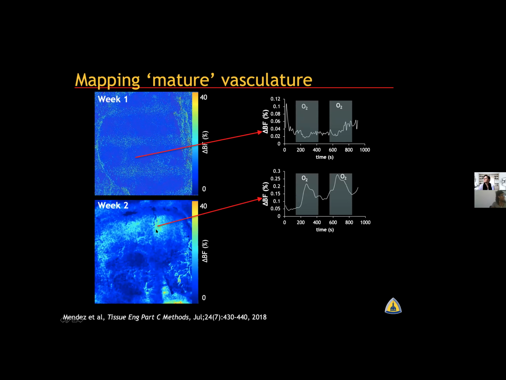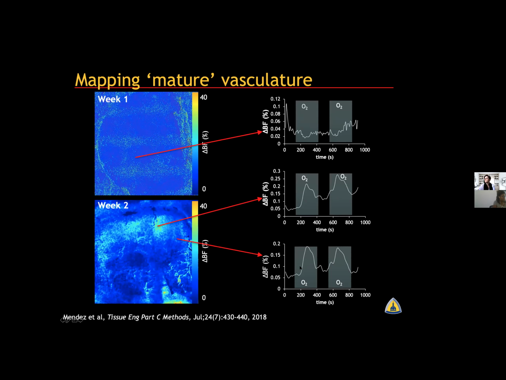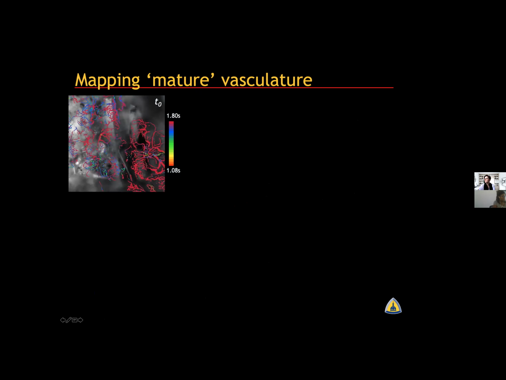At week 2, we see towards the periphery of the graft really mature vessels that are capable of showing this response. You can see these 2 peaks. And then another part of the vasculature shows an even more robust response. We can get pretty sophisticated about our image processing and identify different parts of the vessel structure by injecting a fluorescent dye. We inject the dye into the animal, we allow the dye to transit our field of view, and then we can calculate at what time the dye arrives in different blood vessels.